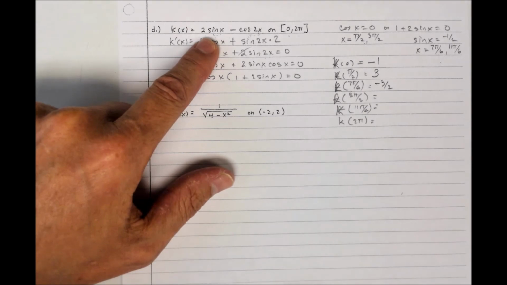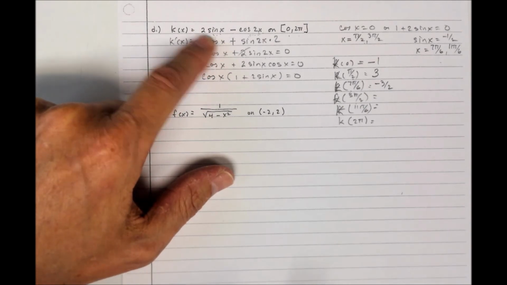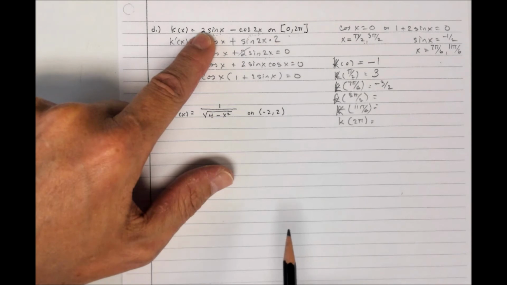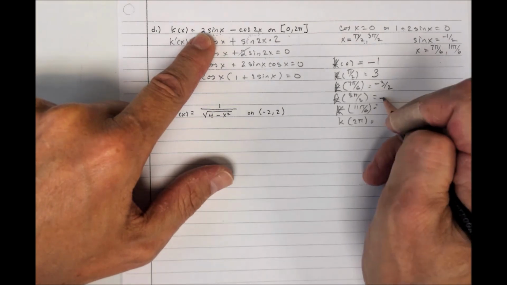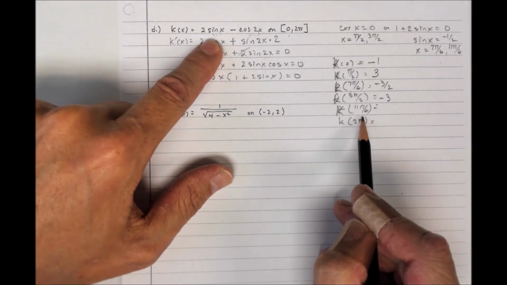3 pi over 2. This is taking forever. The sine of 3 pi over 2 is -1. So that's going to be -2 minus 2 times 3 pi over 2, which is 3 pi, which is coterminal with pi. That's 0. So I have -3. Oh, no, not 11 pi over 6. So that'd be -1/2 times 2 is -1.